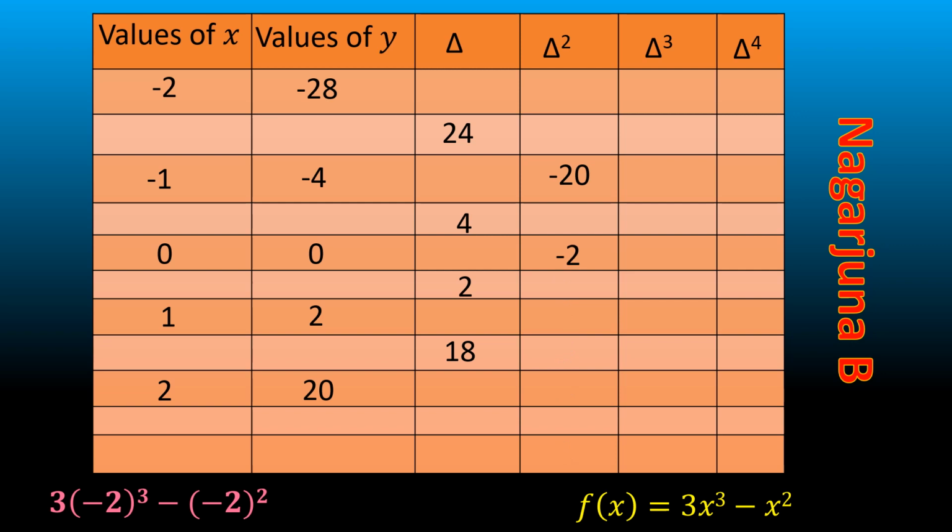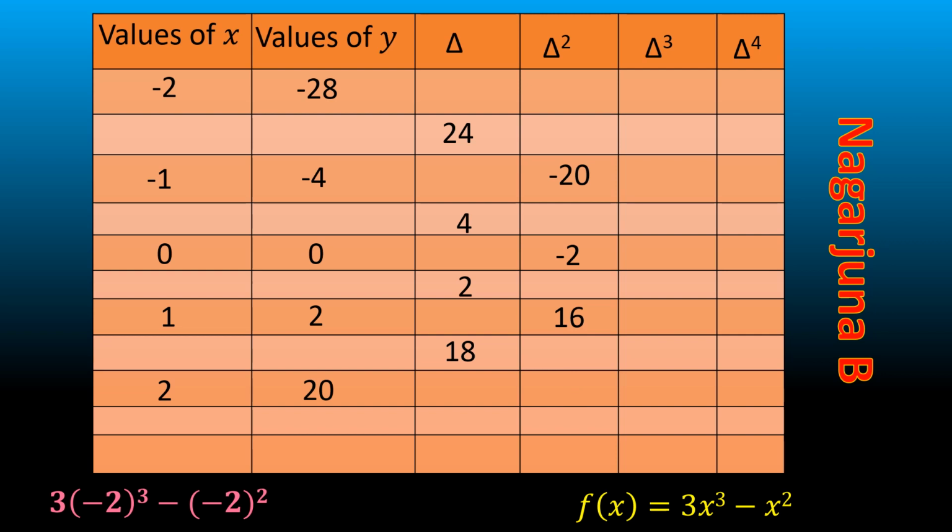So this you need to write as minus 2 in between the rows of 2 and 4 in the column delta square. The next, 18 minus 2 will be 16, and this should be written in between the rows of 18 and 2 in the column delta square as 16.